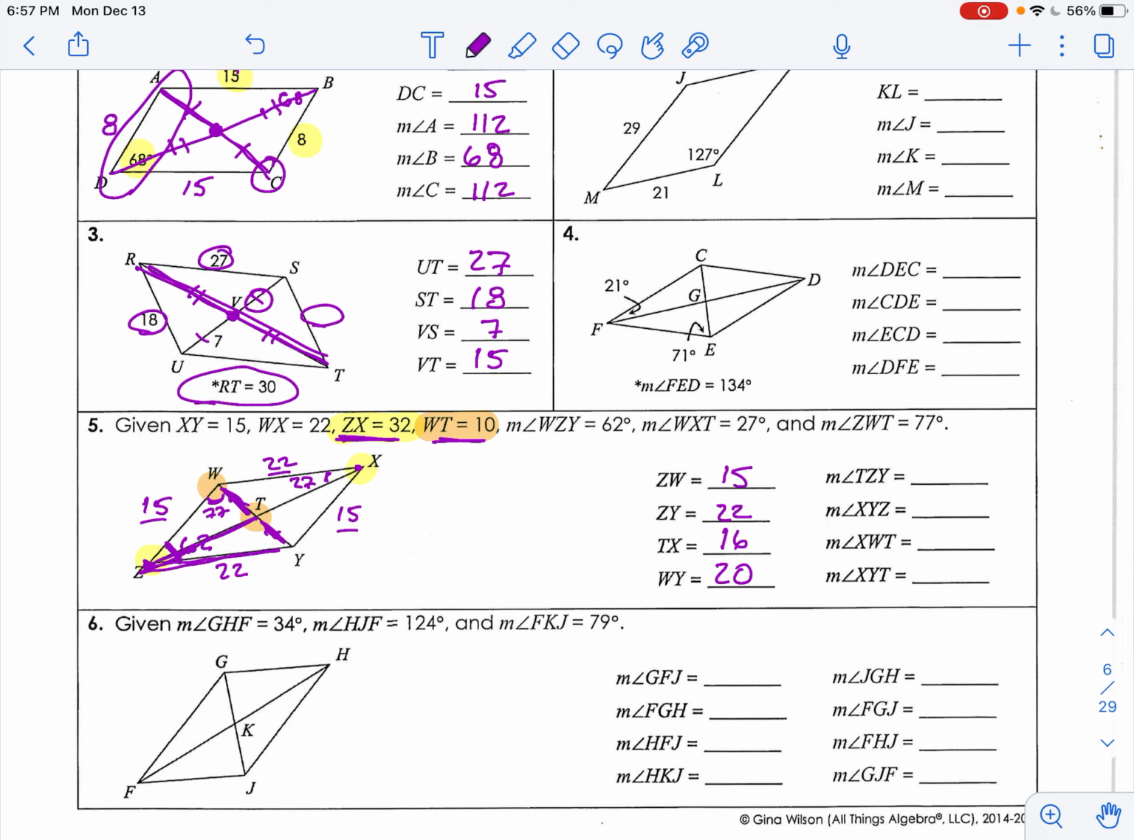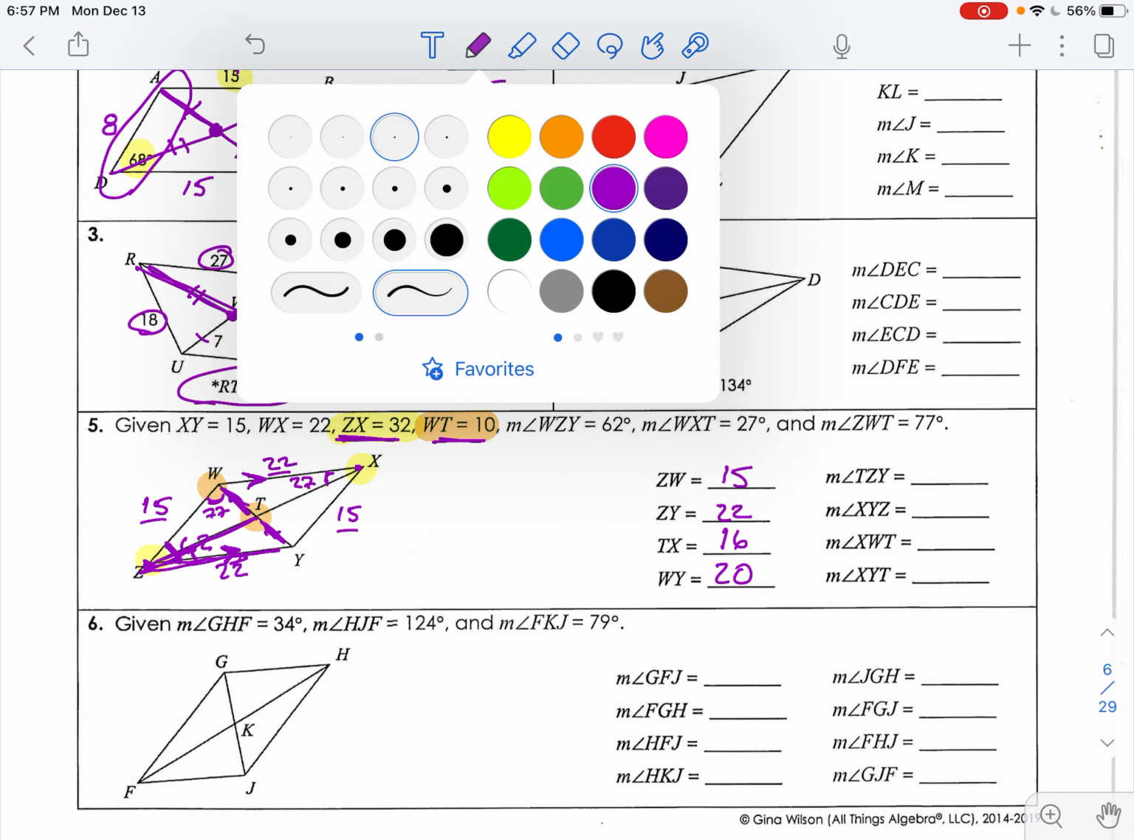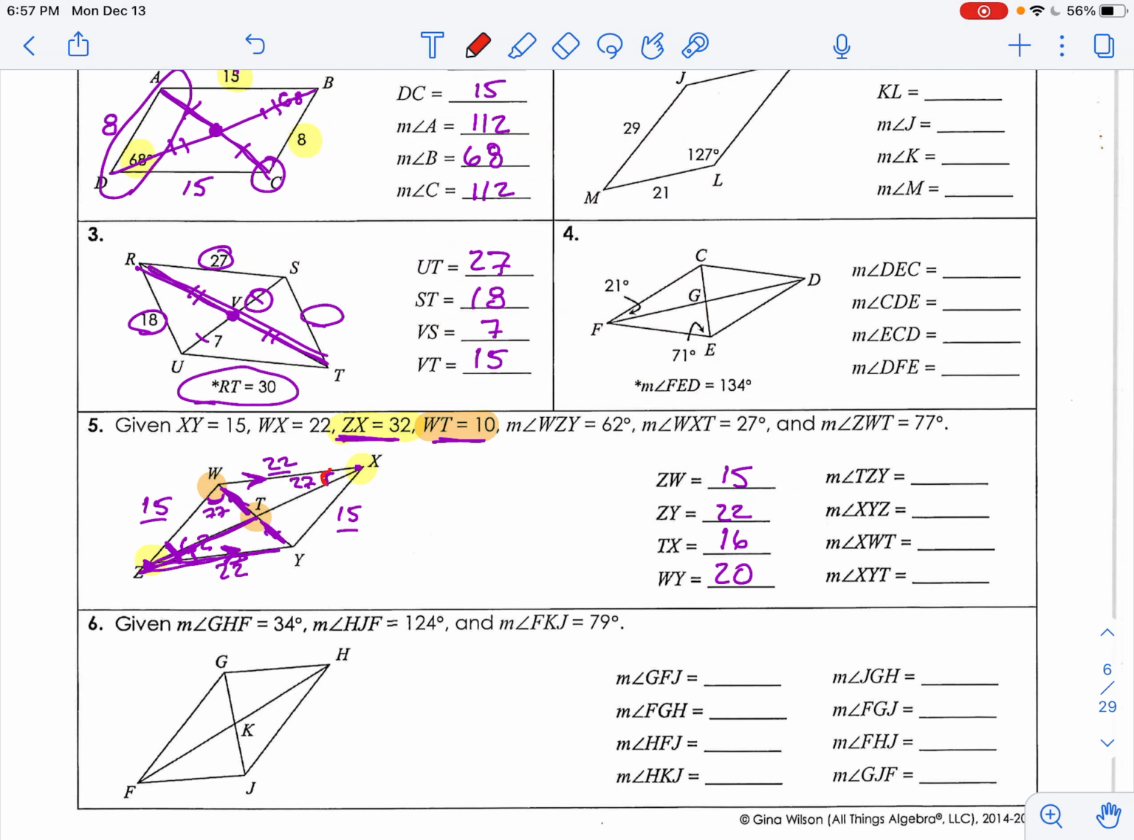If we understand the parallelogram idea, so don't forget that this side's parallel to this side, okay, and then here's 27. This little, here, let me do a different color. If this is 27, I don't know if you remember this or not, but there's something called alternate interior angles, okay, that right there, TZY, is also going to be 27.